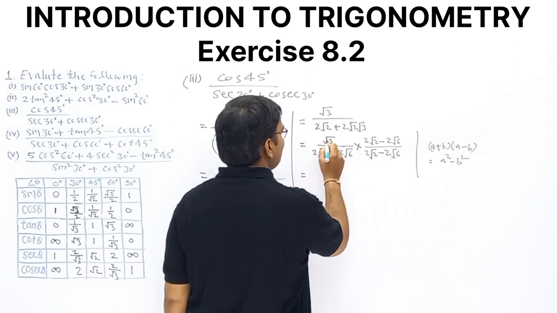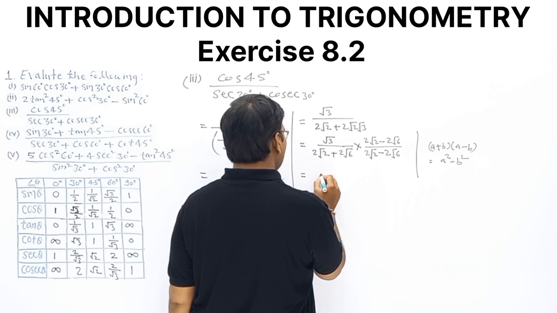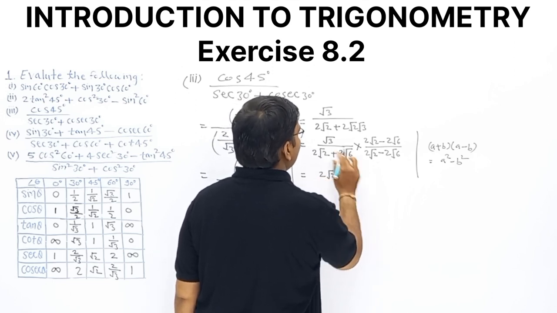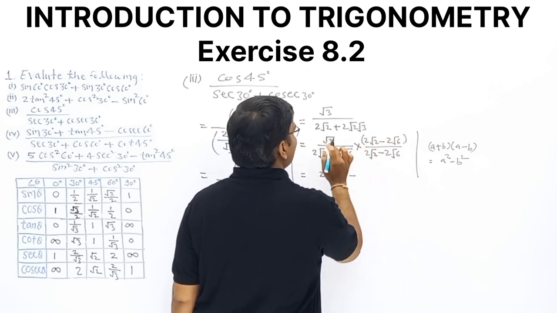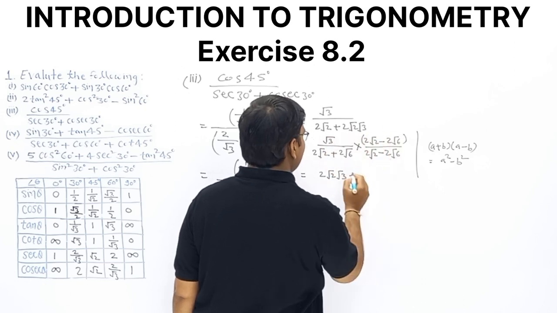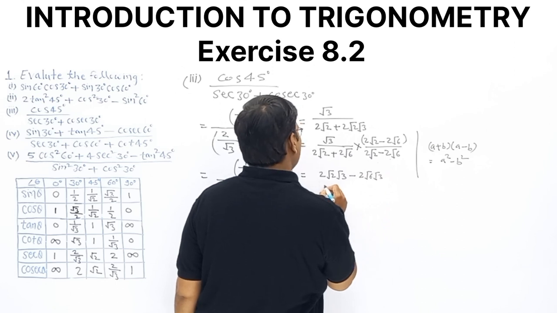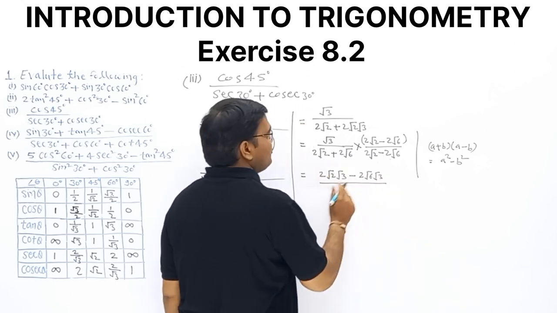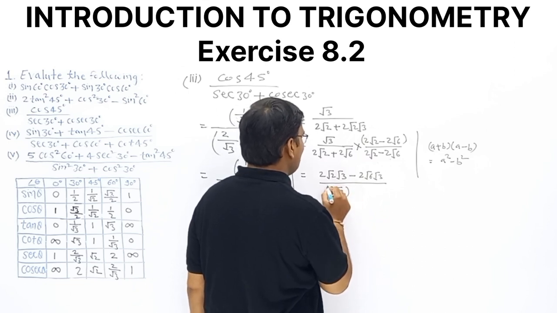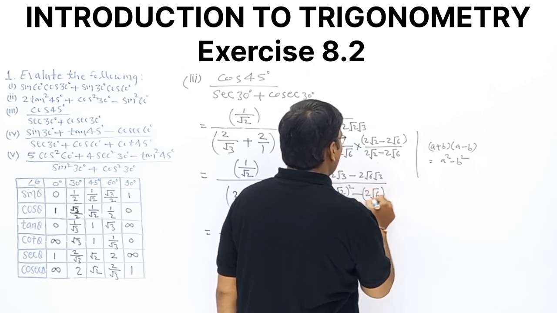Just solve this one. This will be multiplied by this one. Then how will we write? 2 square root of 2 into square root of 3 minus, this will be multiplied by this one. So we will apply the distributive law. This will be multiplied by this one, this will be multiplied by this one, minus 2 times root 6 into square root of 3, divided by a square, a plus b into a minus b. So a square: 2 into square root of 2 whole square minus 2 square root of 6 whole square.